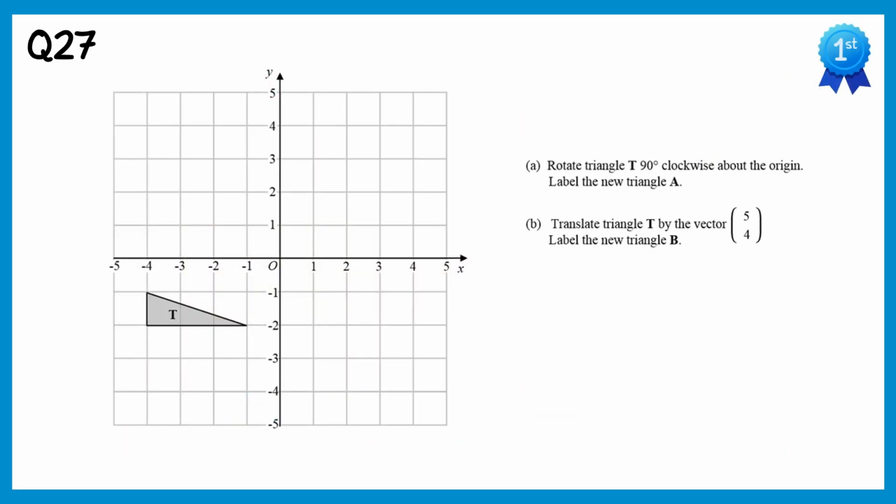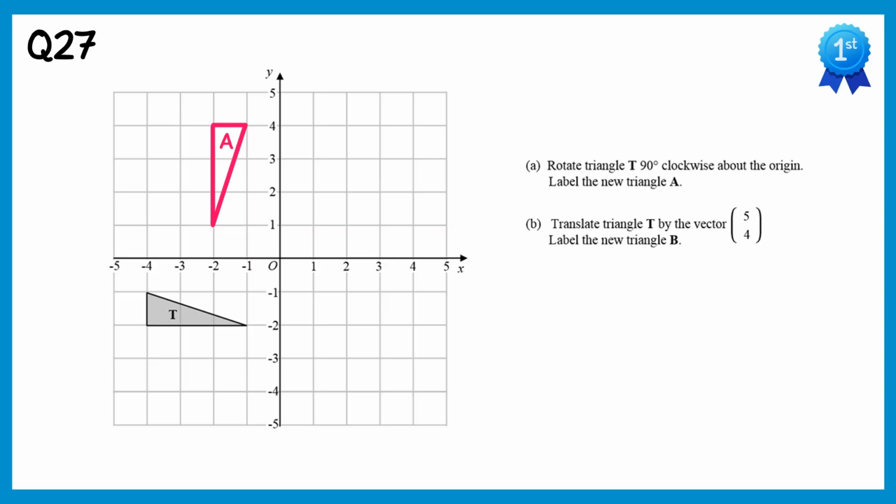For this question, take a piece of tracing paper and trace the shape. It says we're going to rotate it around the origin, so we put a cross on the origin, and this is where you place your pen. Then turn the tracing paper 1/4 turn in a clockwise direction like this, and then draw the resulting shape and label it A.